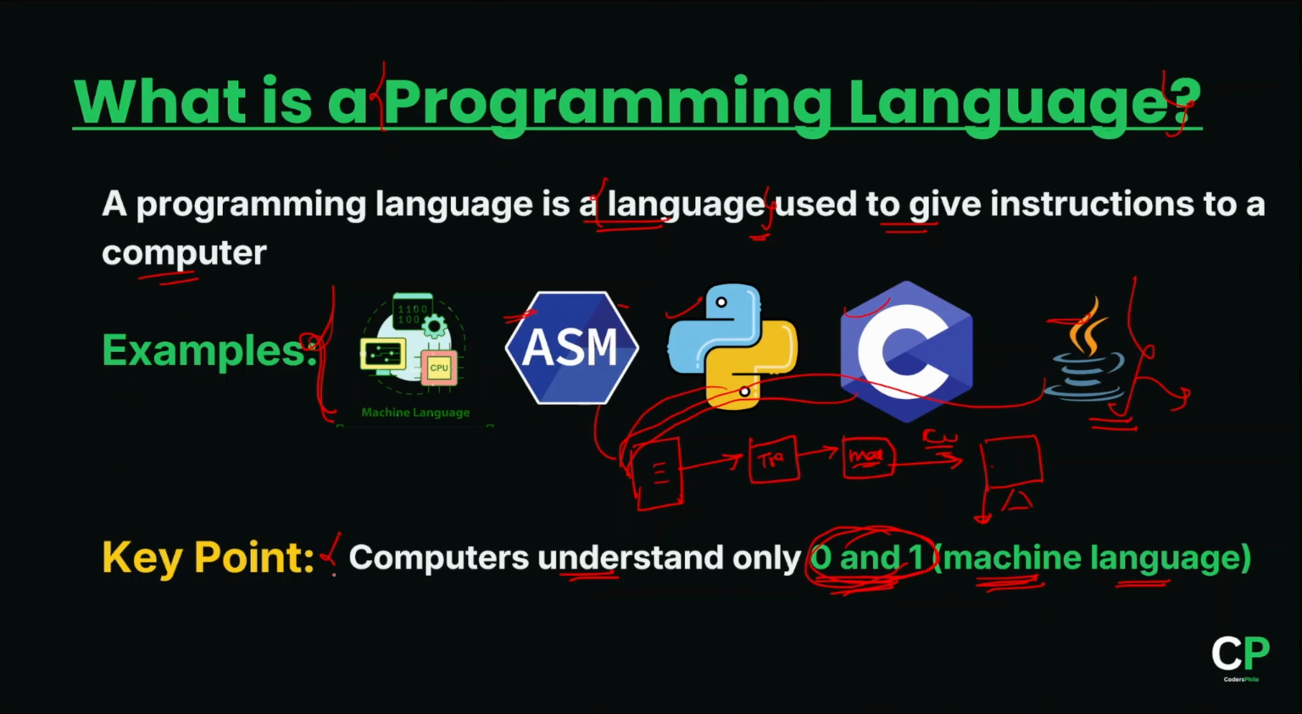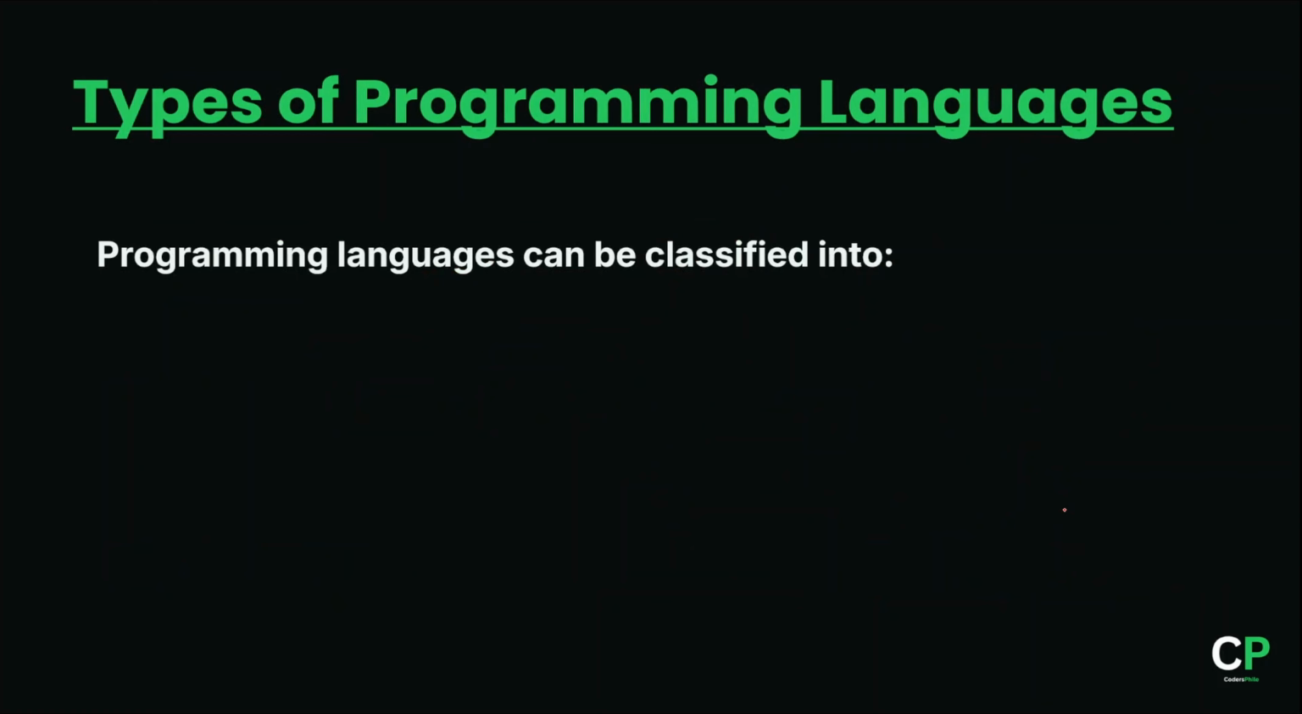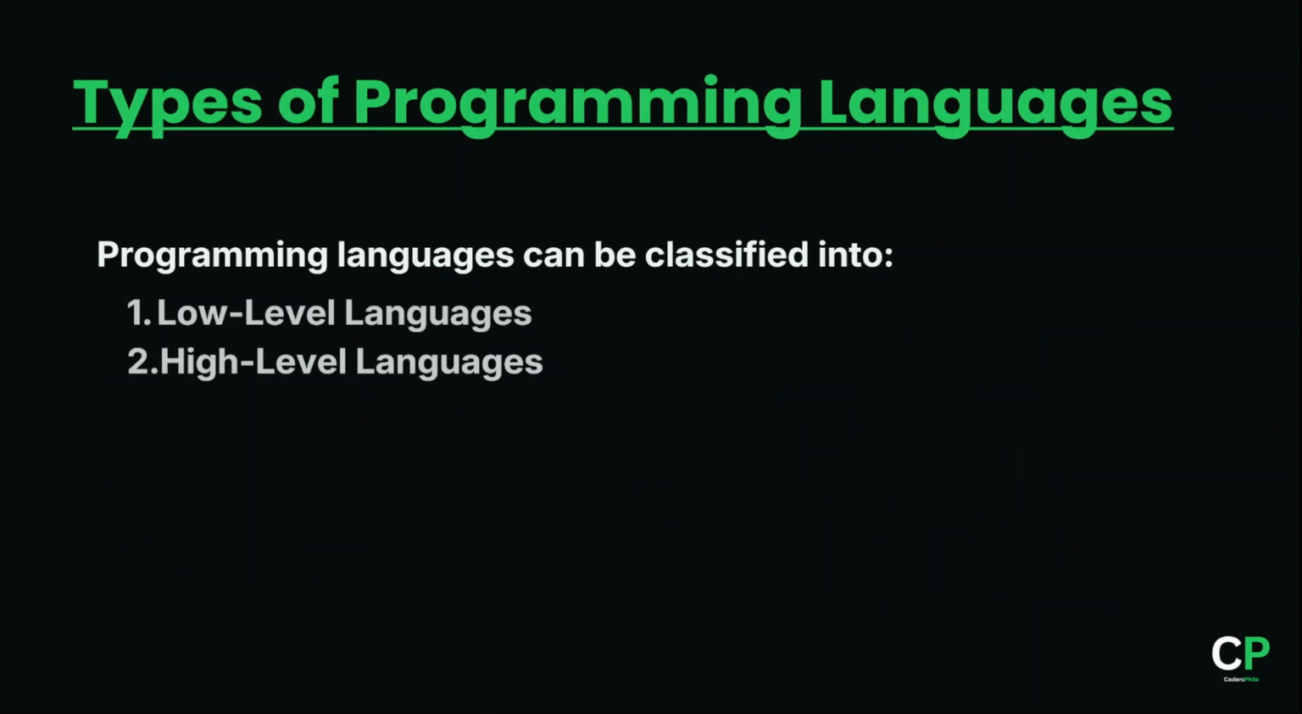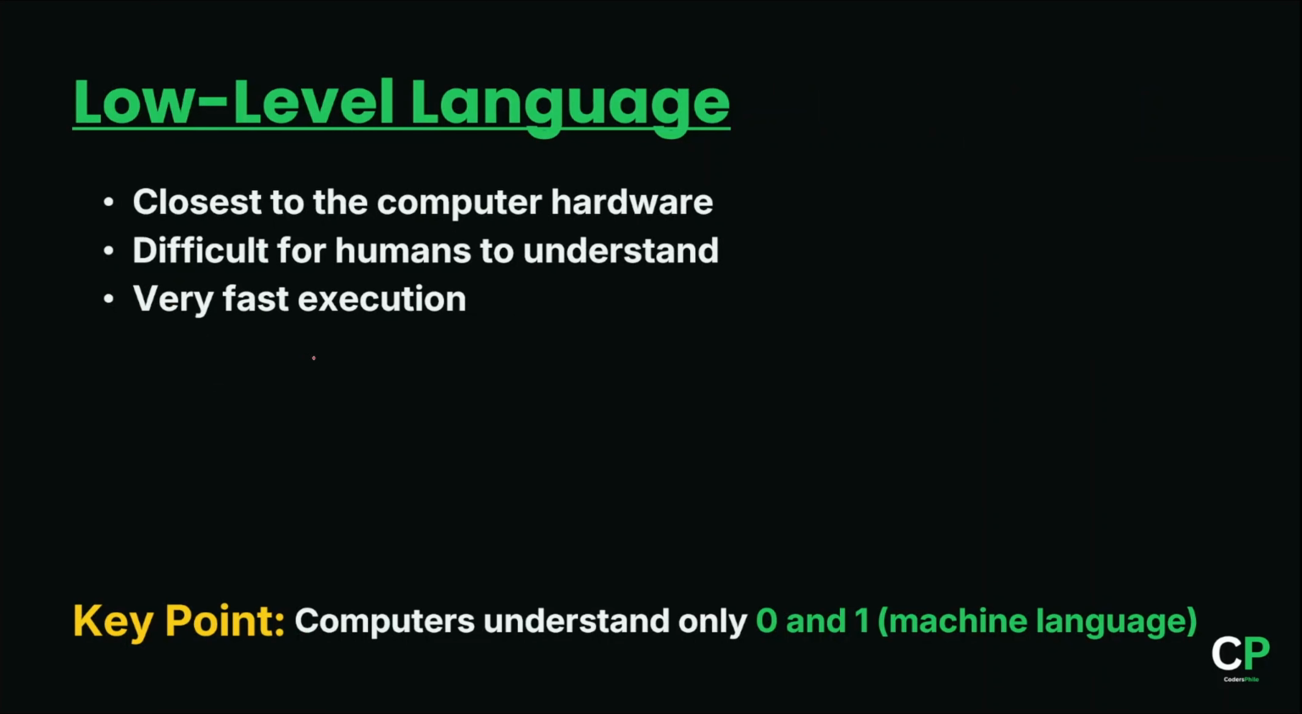There are different types of programming languages that we use to give instructions to a computer, but computer can only understand the machine language. Therefore, all the other languages must be translated into the machine language in order to give the instructions to a computer. So depending upon this, the programming languages can be classified into two types. First one is the low level language and second one is the high level language. So let's see each in detail.